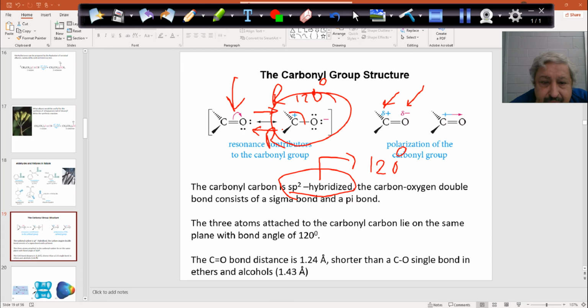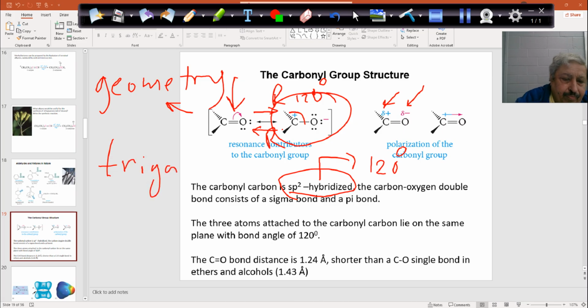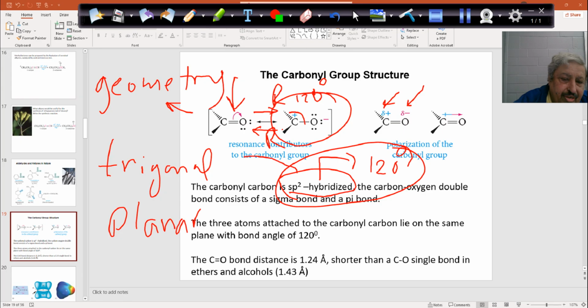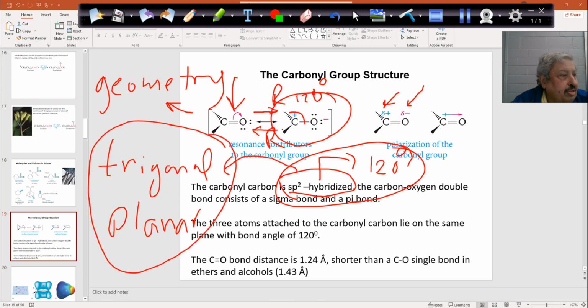Now, for the geometry, the shape of this molecule, it's not stated here, but the geometry is trigonal planar. Anytime I have sp2, with this information, the shape will be what? Trigonal planar, correct? So they are really flat. Trigonal planar means it's a flat plane, a flat triangle, correct? So that's the information about the carbonyl group.